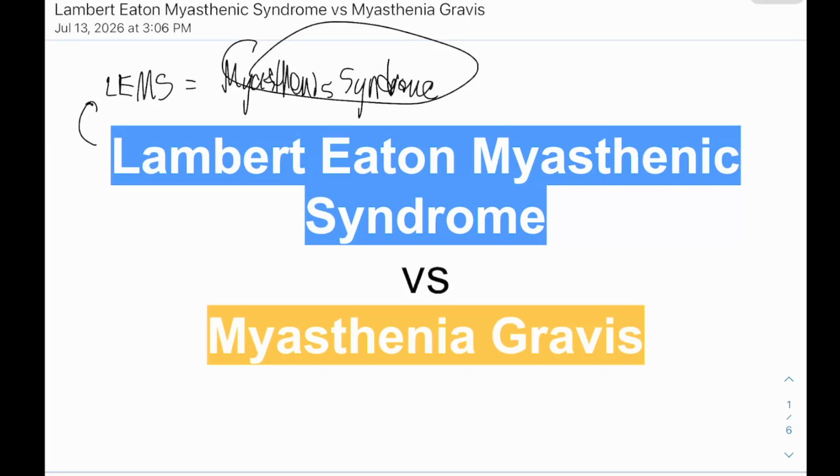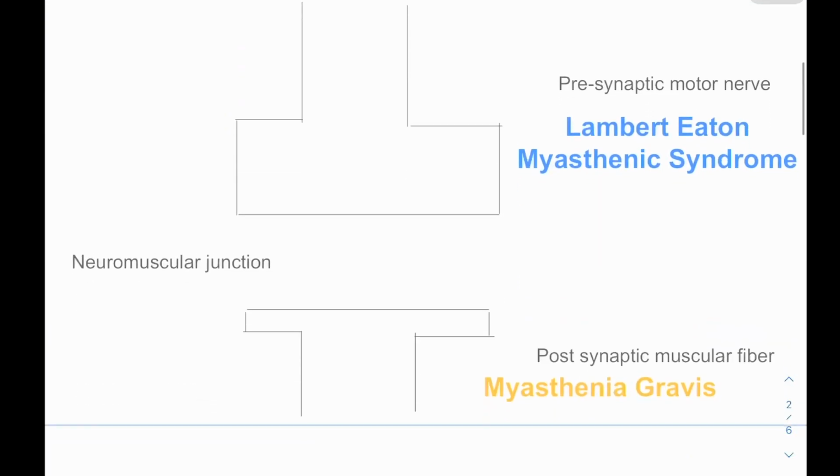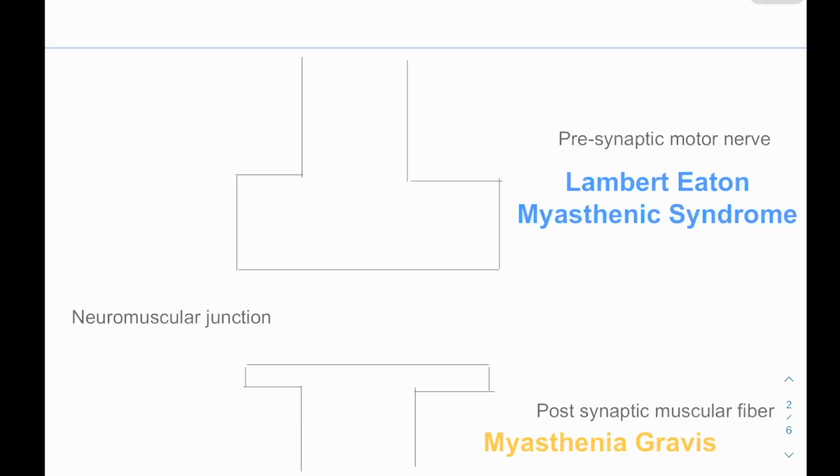Lambert-Eaton myasthenic syndrome, aka LEMS, is also referred to as just myasthenic syndrome, whereas myasthenia gravis is just myasthenia gravis, or MG. So that's the first way exams will trip you up. Next, to really learn how to differentiate the characteristics between these two diseases, we first need to talk about normal physiology and how an action potential travels from the presynaptic to the postsynaptic muscular fiber.